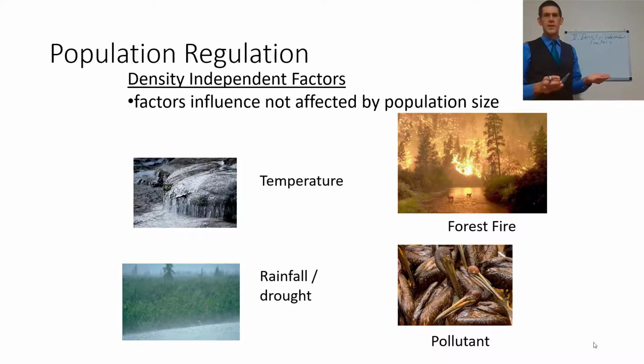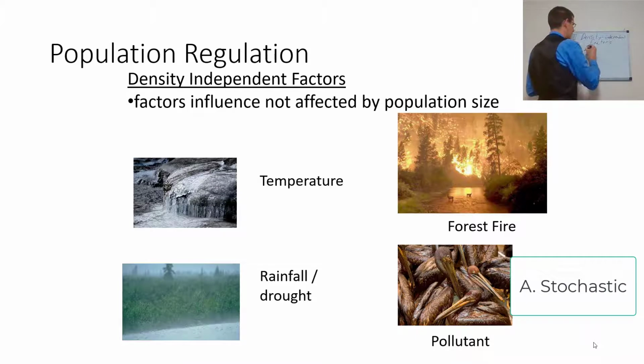Forest fires are generally density independent, unless you're talking, of course, about the trees. But if you're talking about the deer or the marmots or the squirrels, they're density independent. Rainfall and drought, come back to that in a minute. Or pollutants, these are density independent with regard to non-human animals. And we call these stochastic factors.